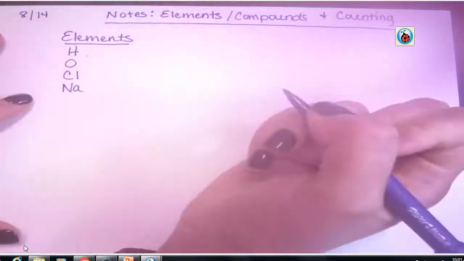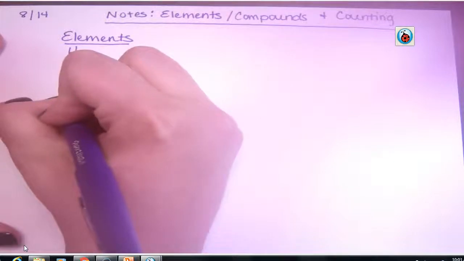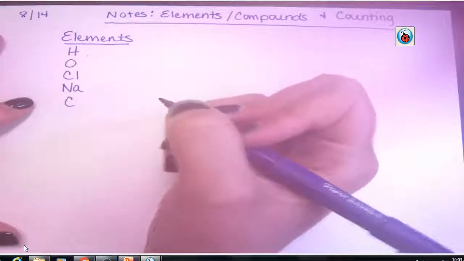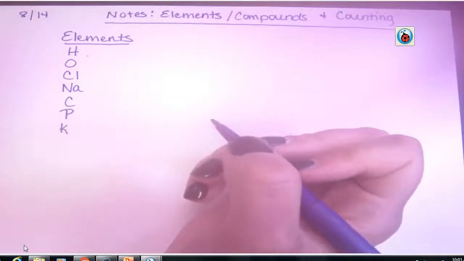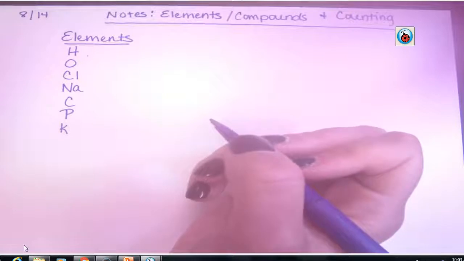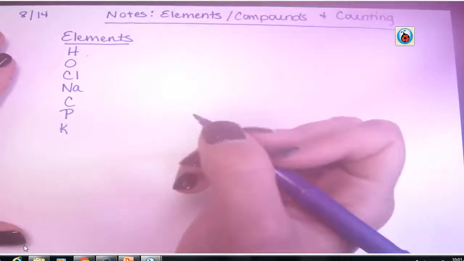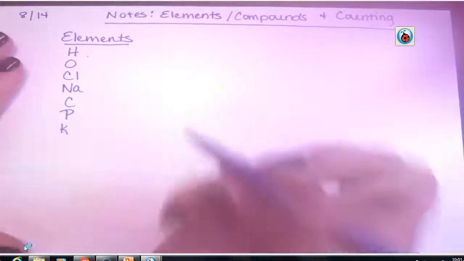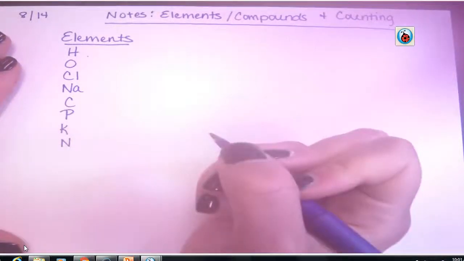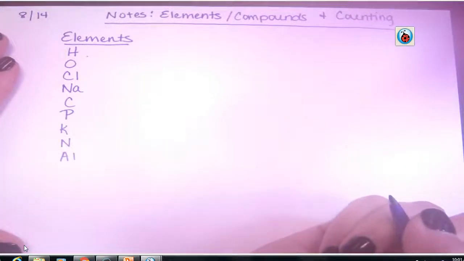Sodium, carbon, phosphorus, potassium. K is potassium. You need to make sure that you're starting to learn these. If you don't know them, you're starting to remember, especially some of the strange ones like K as potassium. That's based on their original names, like in the Greek or Latin alphabet. N is nitrogen. Al is aluminum. So if you're starting to get the picture, these are elements, okay?